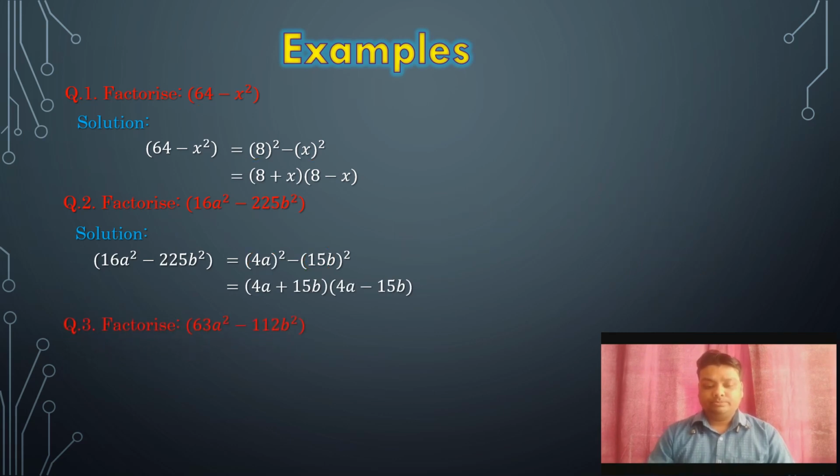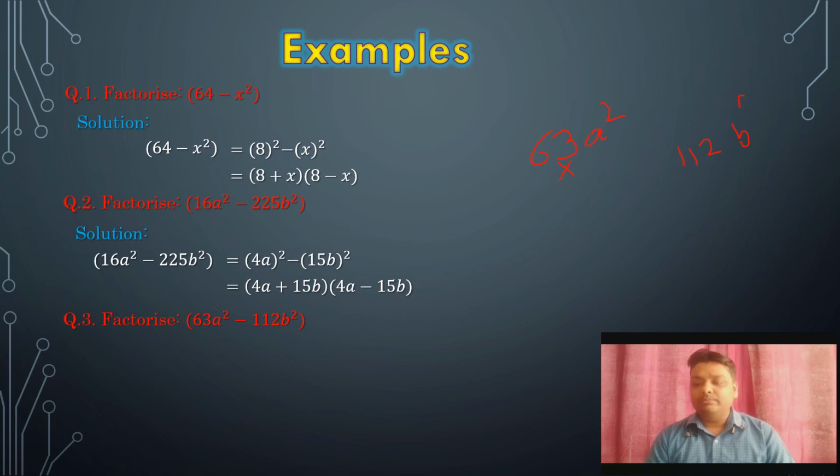Now let's see one more example. Here you can see 63a square and 112b square. 63a square is the first term. Now here a square is the square of a, simple. But 63 is not the square of any number. It means we cannot take the square of 63. Now, the same with 112b square.